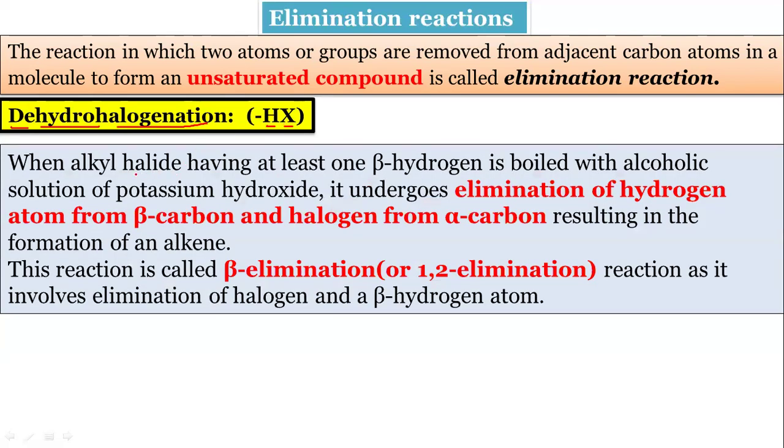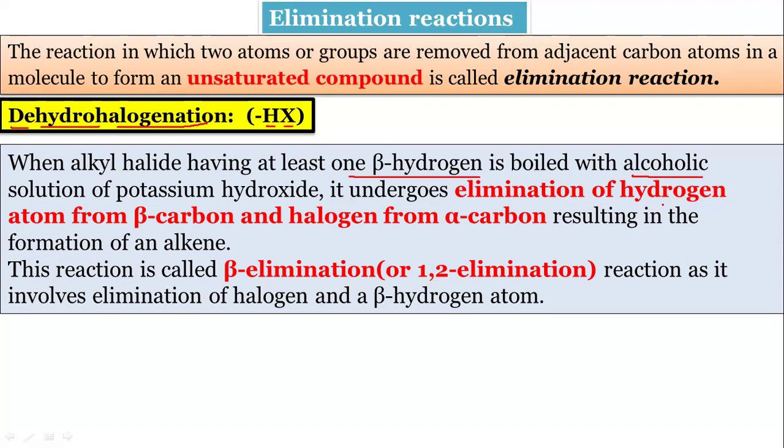When an alkyl halide having at least 1 beta hydrogen, this is the main condition, beta hydrogen should be there. What is alpha, what is beta, we will see in the next slide part. It is boiled with alcoholic solution of potassium hydroxide. So this condition is very important. Here we have to boil this with alcoholic KOH, that is alcoholic solution of potassium hydroxide.